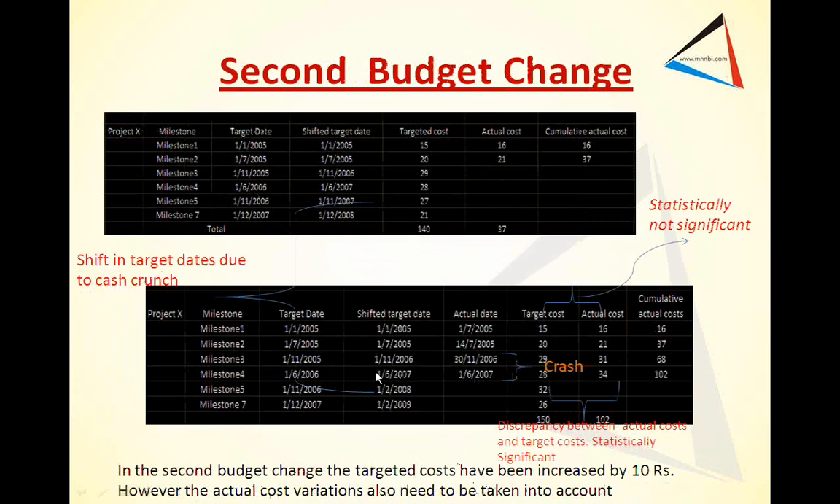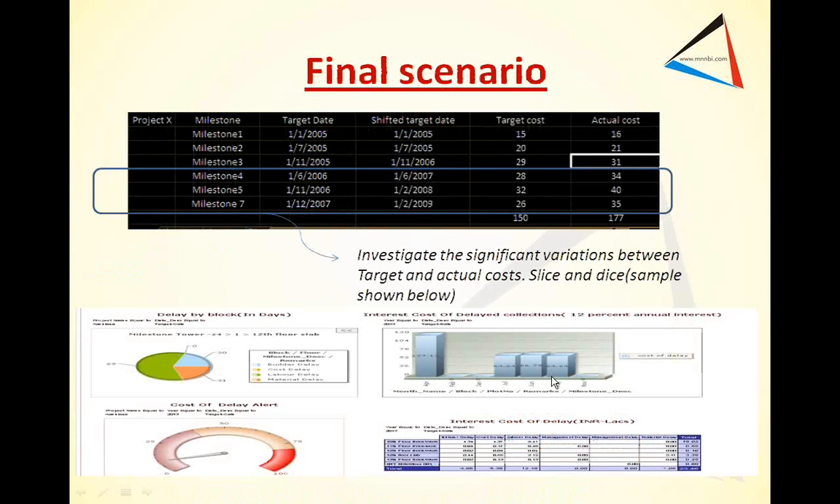Then I have the second delay. So now in the second delay, milestone number 5 was supposed to be completed 1/11/2007. It's going to be completed 1/2/2008. But in the meantime, there has been a crash between milestone 3 and milestone 4. So you have this cost 28 to 34. So now there's a significant difference between the actual and the targeted cost, and this is statistically significant. So we need to investigate that.